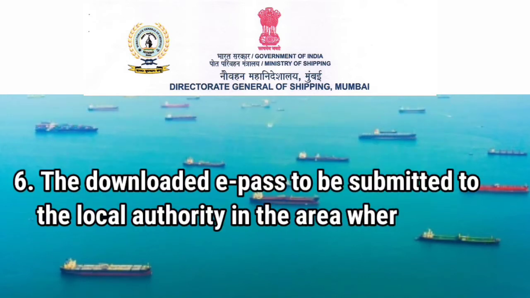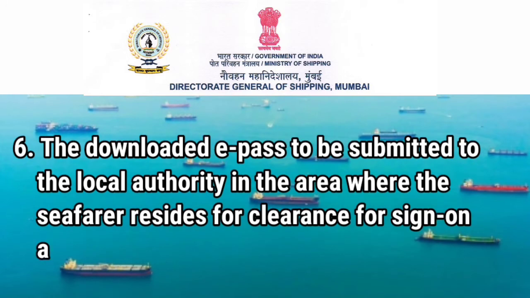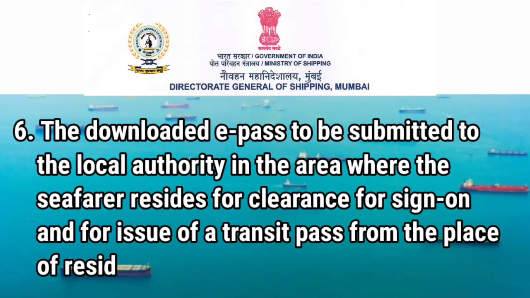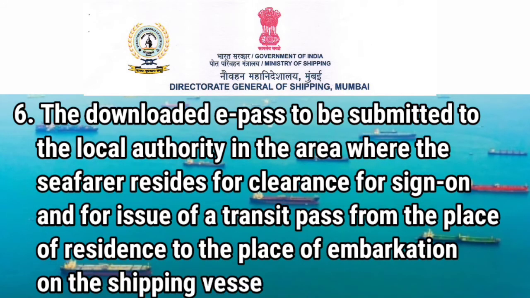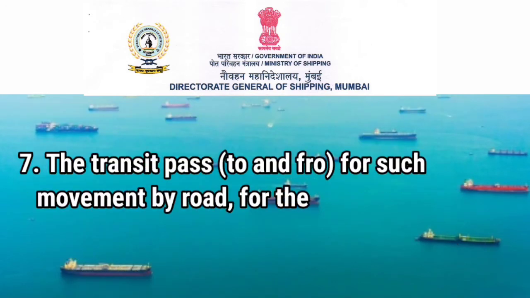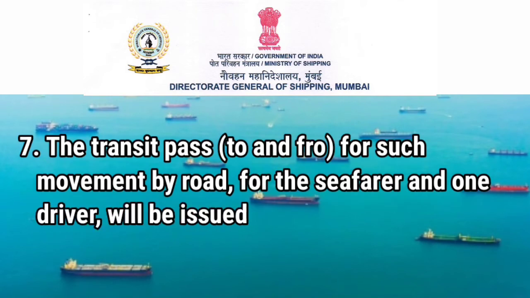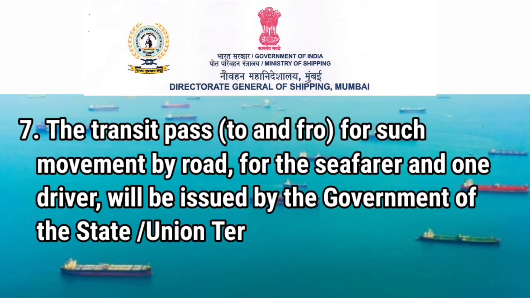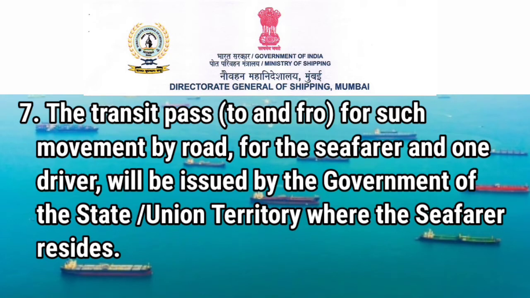6. Downloaded e-pass to be submitted to the local authority in the area where the seafarer resides for clearance for sign-on and for issue of a transit pass from the place of residence to the place of embarkation on the shipping vessel. 7. The transit pass to and fro for such move and back for the seafarer and one driver will be issued by the government of the state / union territory where the seafarer resides.